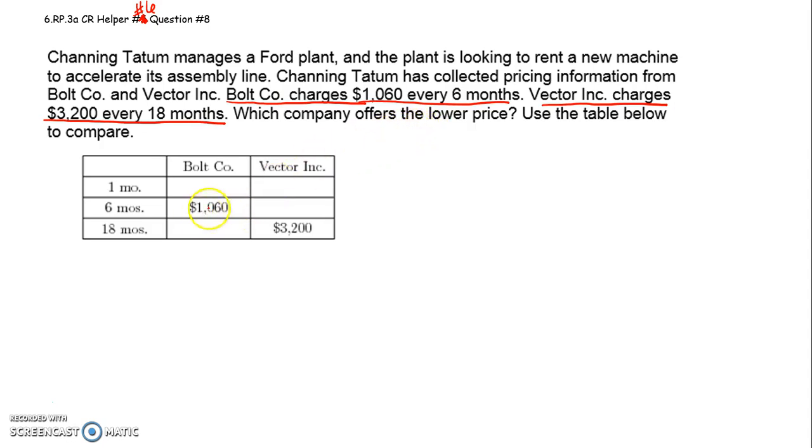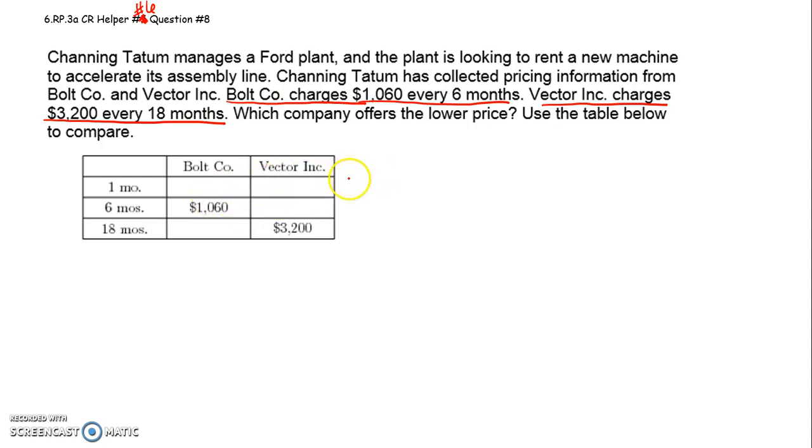All right, this seems reasonable. So they want us to compare how much each company charges for just 1 month. If I know what Bolt charges for 6 months, could I figure out what Vector charges for 6 months? I know what Vector charges for 18 months. Could I figure out what Bolt charges? Maybe they have to decide how many months they need to rent these machines for, just 1 month, 6 months, 18 months, and so on?